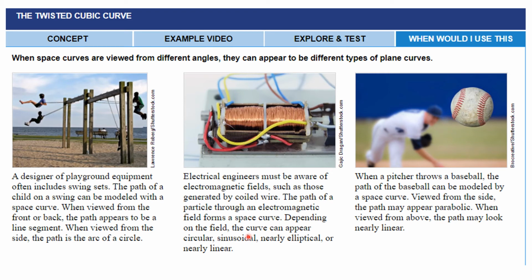Electrical engineers must be aware of electromagnetic fields, such as those generated by a coiled wire. The path of a particle through an electromagnetic field forms a space curve. Depending on the field, the curve can appear circular, sinusoidal, nearly elliptical, or nearly linear. And even in sports, when a pitcher throws a baseball, the path of the baseball can be modeled by a space curve. Viewed from the side, the path may appear to be parabolic, but when viewed from above, the path may look almost linear. So those are examples where you would use those kinds of capabilities.